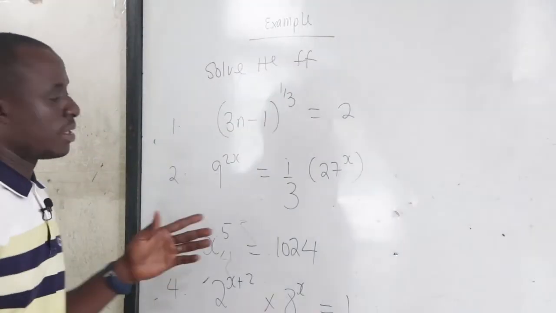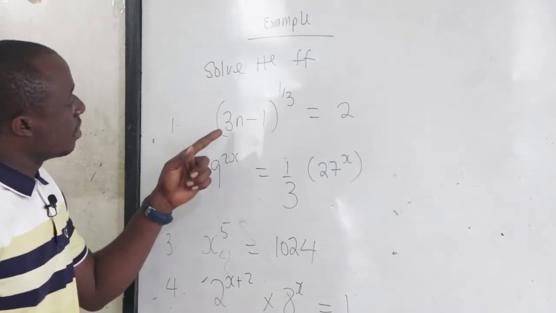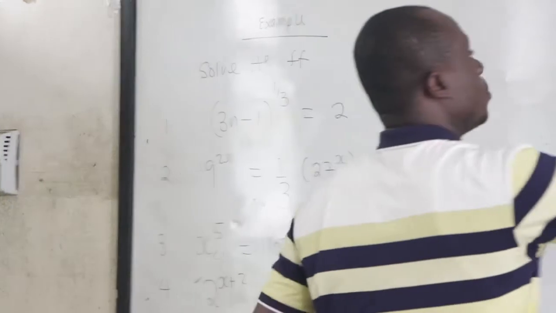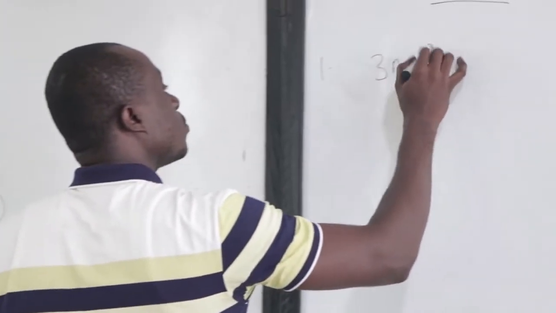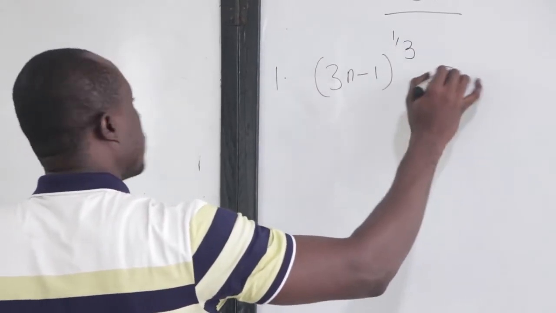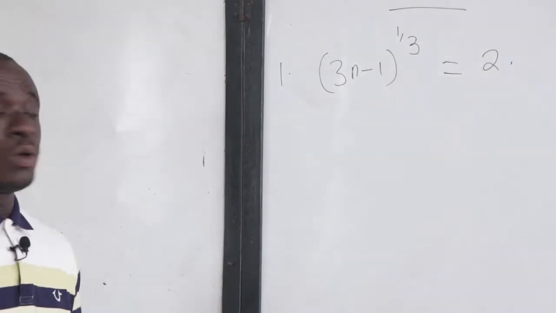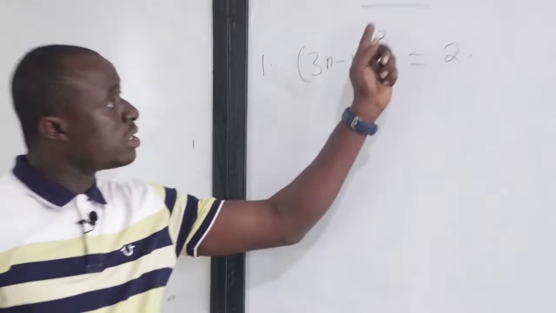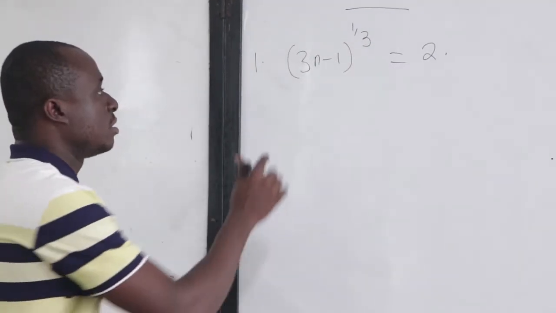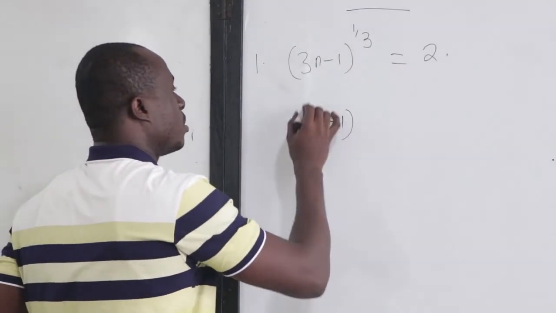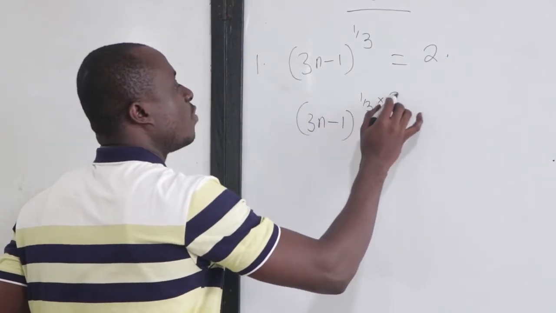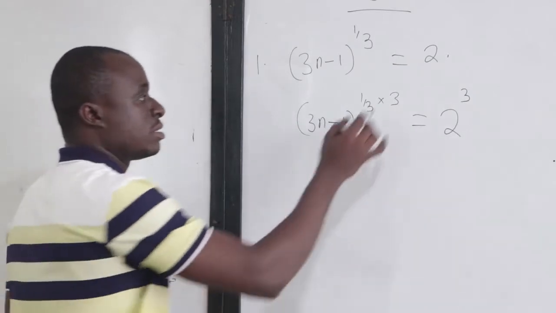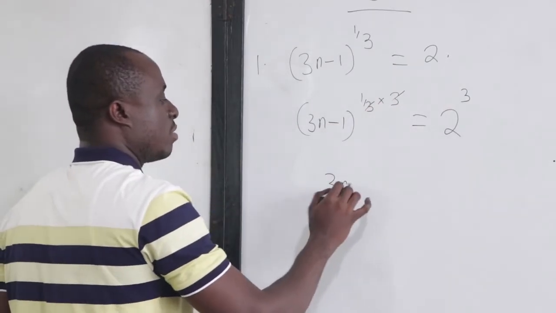Now let's consider the following past question. 3n minus 1 all to the power 1 over 3 equal to 2. We want to find n, which is in the radicals. What do we do? Because this is 1 over 3, we cube both sides. So we have 3n minus 1 to the power 1 over 3, we cube both sides. Whatever we do to the left hand side, we have to do the same thing to the right hand side. So this will cancel this, 3n minus 1.